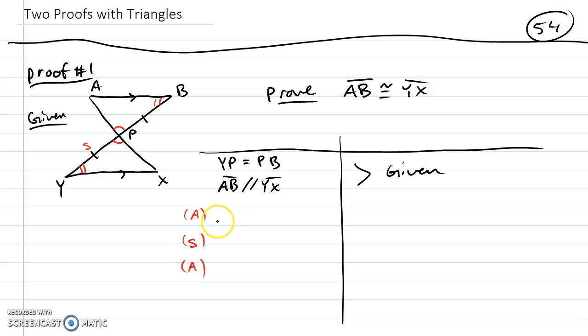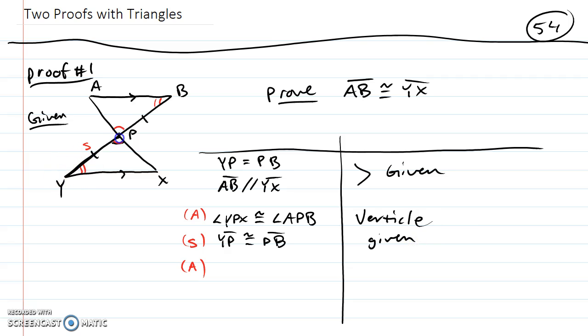So angles that are the same. Angle YPX, that would be this angle right here, is congruent to angle APB. The reason for that is they're across the way, so they're vertical. Alright, the sides, we already did. We already said that YP is congruent to PB. And that was given to us. That means this side is the same as that side.